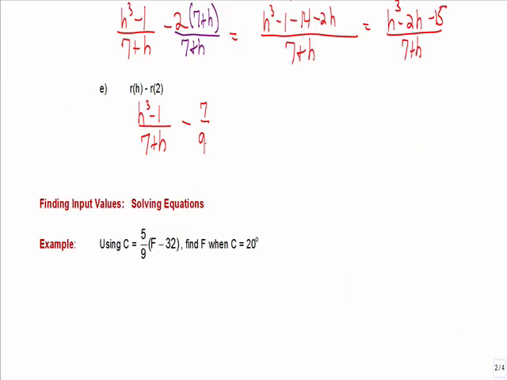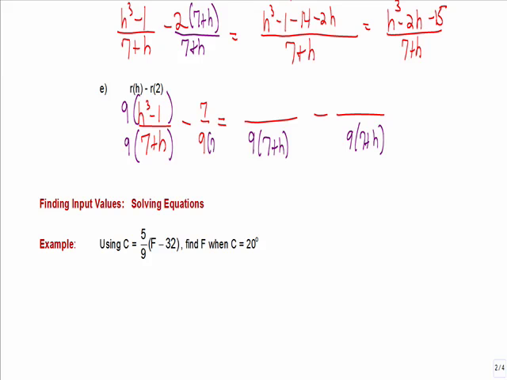Again, if I wanted to, I could come up with a common denominator and combine these together. If I did that, my common denominator would be the product of these two. So my common denominator would be 9 multiplied by 7 plus h. So in the first fraction, I would need the 9 in the denominator, and then what I do to the denominator, I must do to the numerator. And in the second fraction, I would need 7 plus h, and what I do to the denominator, I would need to do to the numerator.